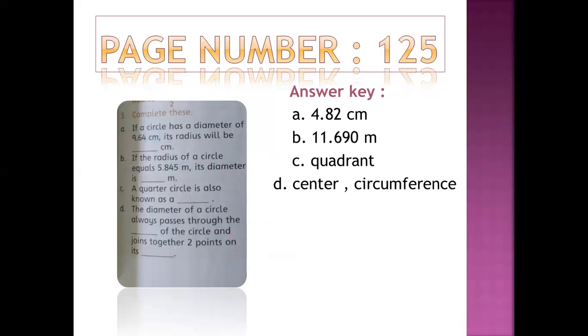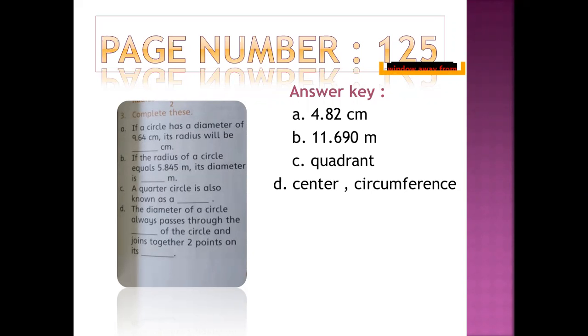Part B, if the radius of the circle equal to 5.845 meter, its diameter is. When the radius is given, for the diameter we multiply the radius with 2. When you multiply 5.845 with 2, 11.690 meter is the required diameter.